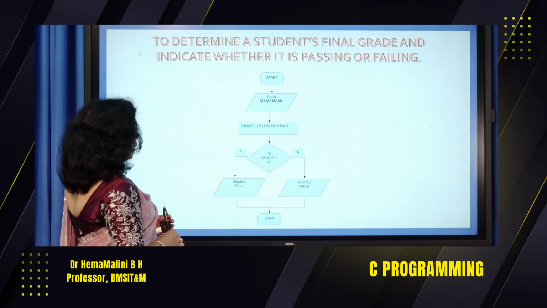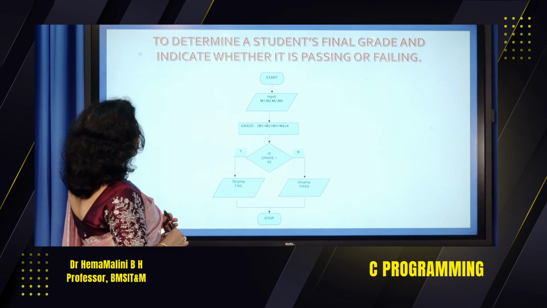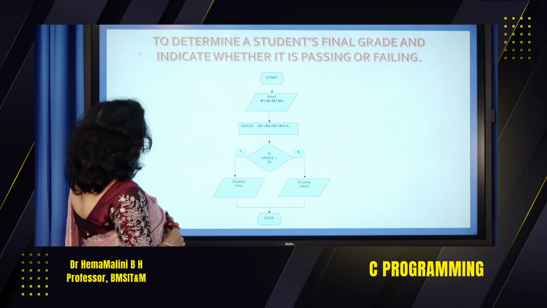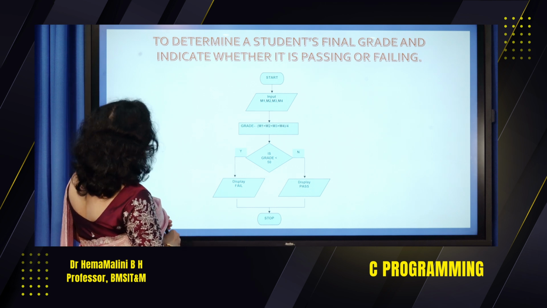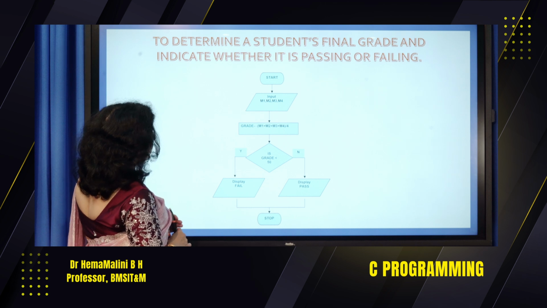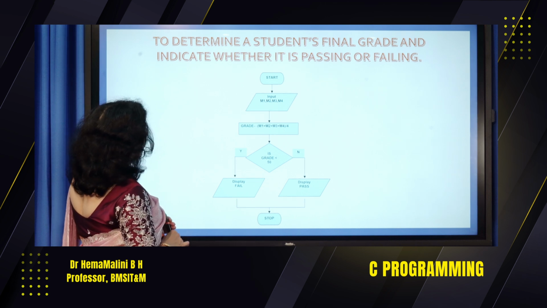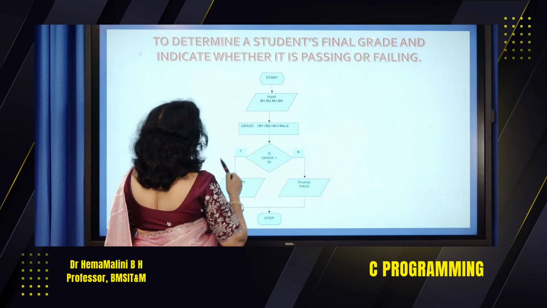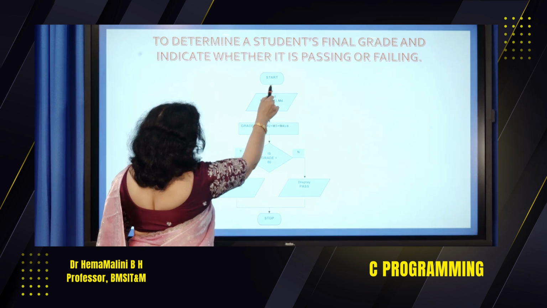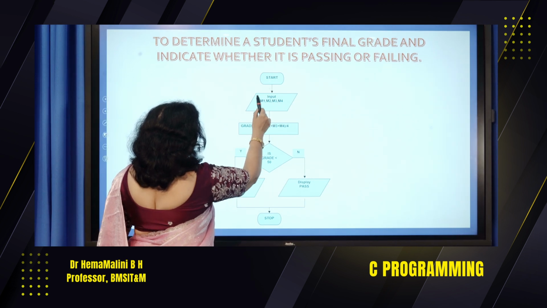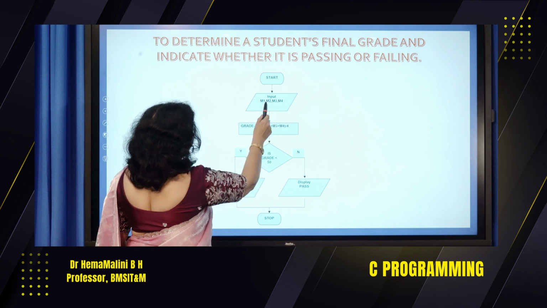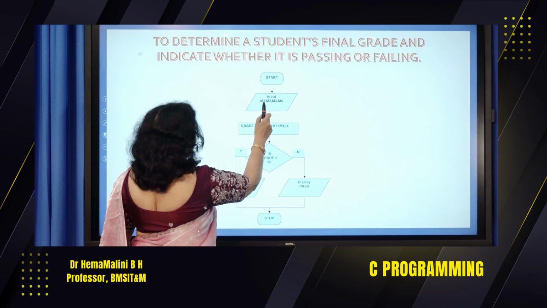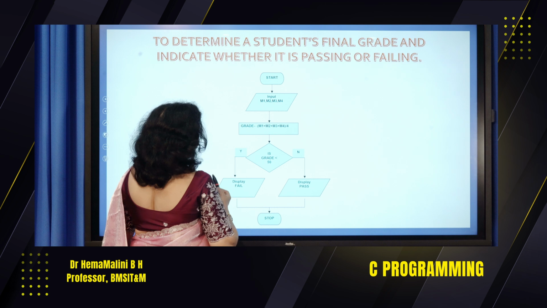Now let us see how to write a flowchart. We have already written the algorithm and pseudocode for finding the grade. For the same question, let us see how to write a flowchart: to determine a student's final grade and indicate whether it is passing or failing. As I mentioned, we have a start block. From the start block, we have this control line. It goes to this input block, input M1, M2, M3, M4. So we are going to accept 4 marks from the user.